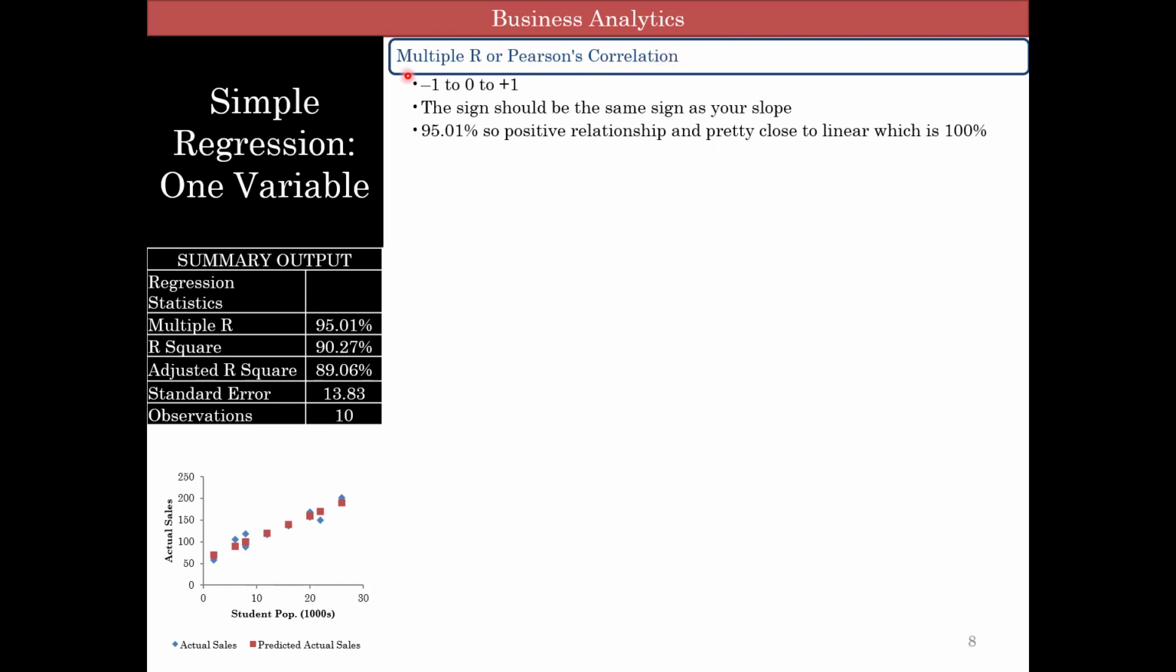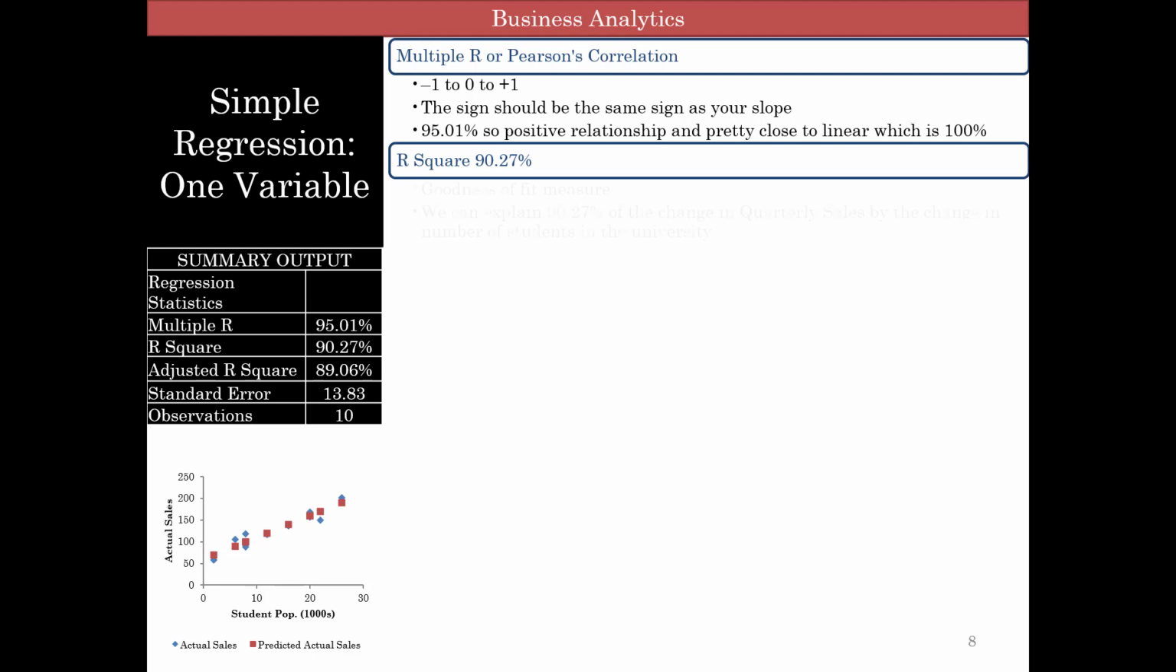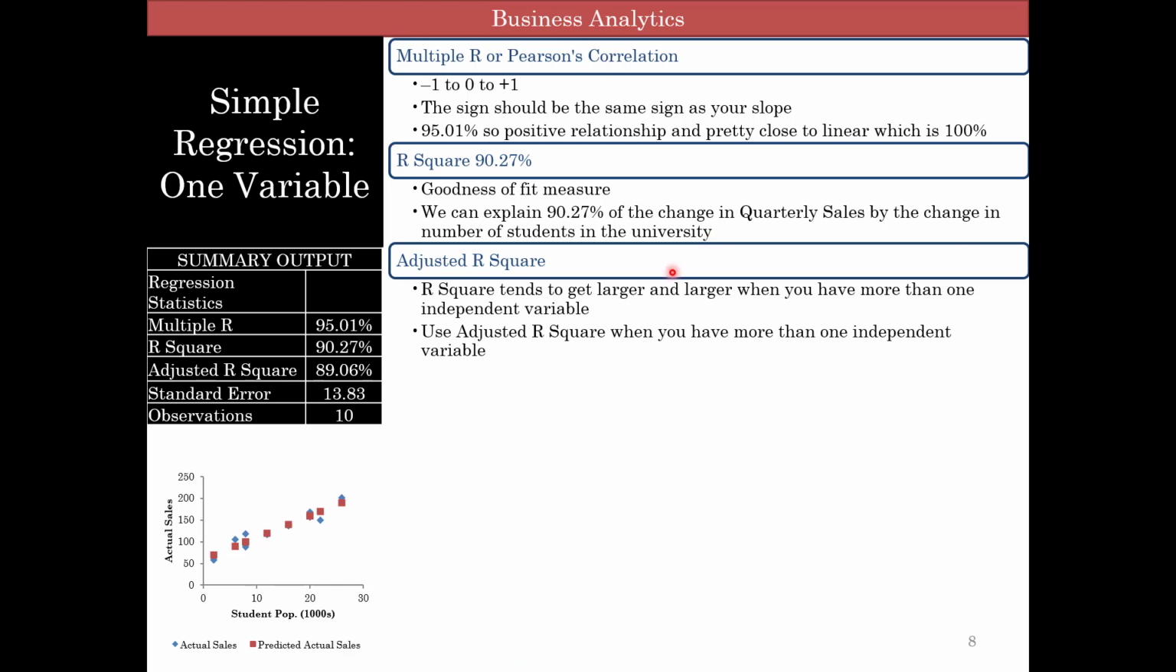Your multiple R, or Pearson correlation, as we talked about, should be between -1, 0 and +1, and it's 95.01%, or 0.95, which is pretty close to 100%, and so it's a positive relationship. R squared: we can explain about 90.27% of the change in quarterly sales due to the change in the number of students. Adjusted R squared: if you have a lot more than one independent variable, R squared just increases because you have more independent variables, and therefore you're using adjusted R squared to manage that.